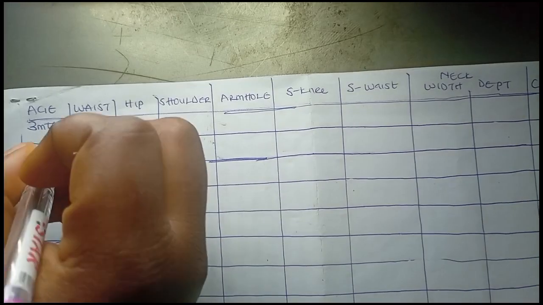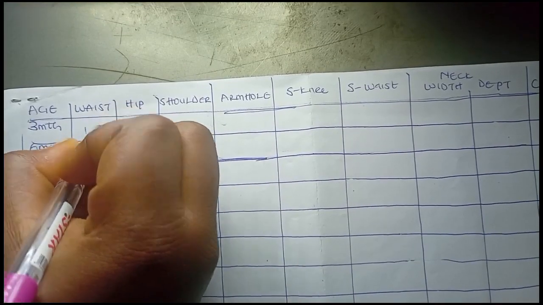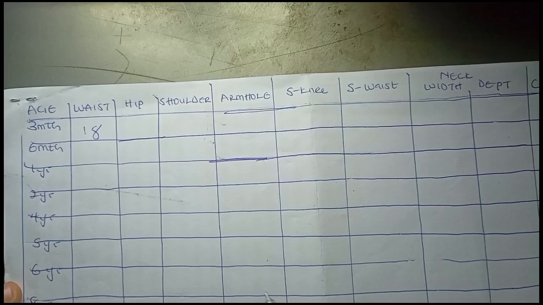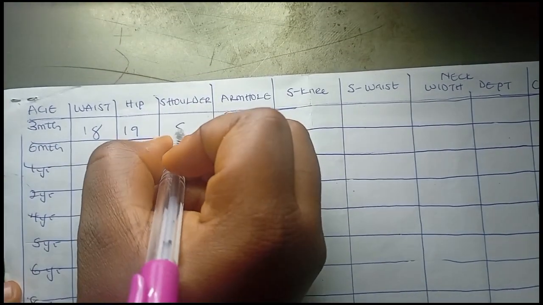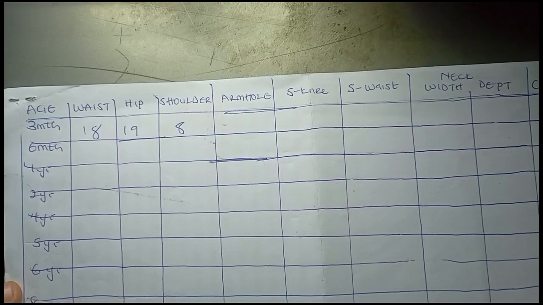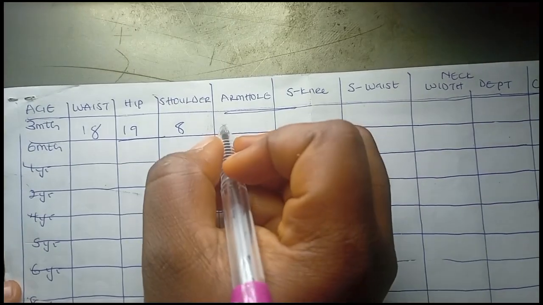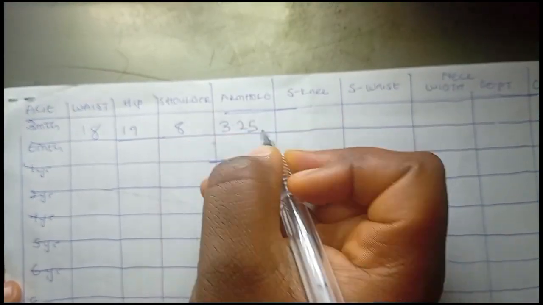So I'm going to be inputting the measurements now. So for 3 months, our waist is 18. As you can see there, the hip is 19. The shoulder is 8. The armhole is 3.2.